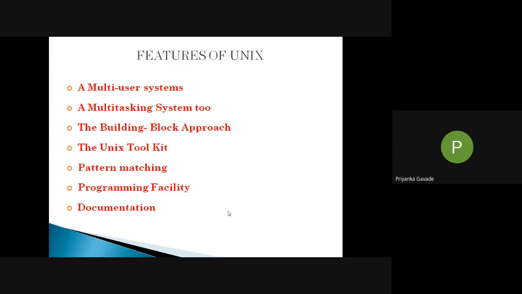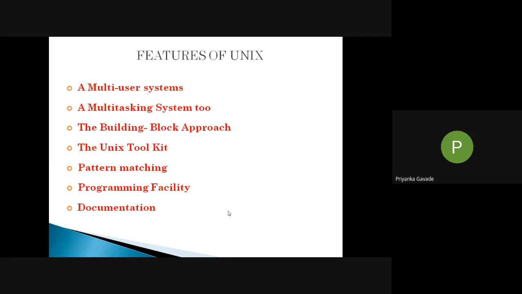Fine. So then there are various different features of the Unix system. Unix is known as a multi-user system. It is also known as a multitasking system, right? It follows a building block approach, and then it has pattern matching, it facilitates programming, and it also provides proper documentation, right? So what do we mean by all these things? What do we mean by Unix being a multi-user system?